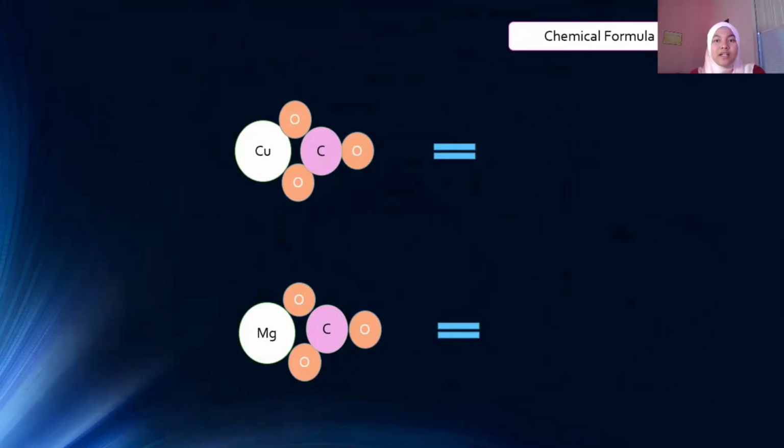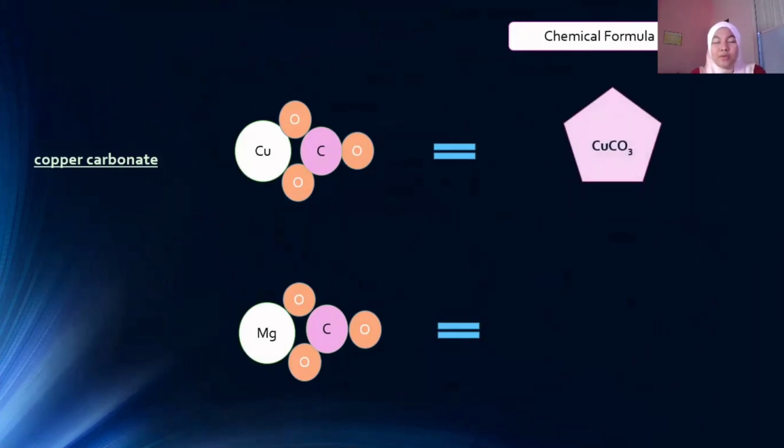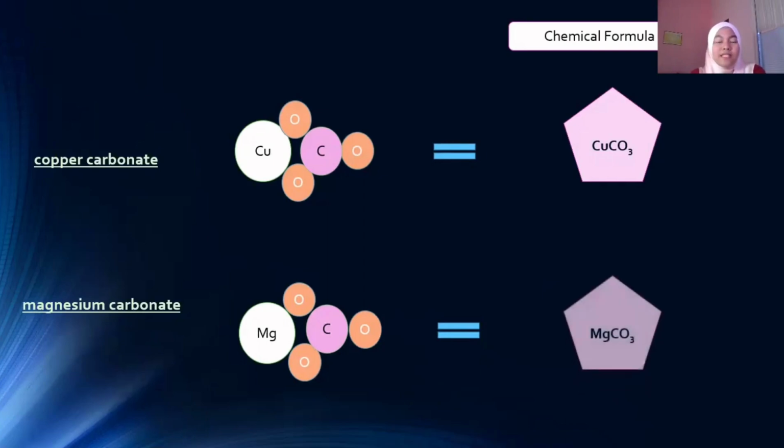This is a chemical formula. Copper carbonate contains 1 copper atom, 1 carbon atom, and 3 oxygen atoms. So the chemical formula is CuCO3. Magnesium carbonate contains 1 magnesium atom, 1 carbon atom, and 3 oxygen atoms. So the chemical formula is MgCO3.